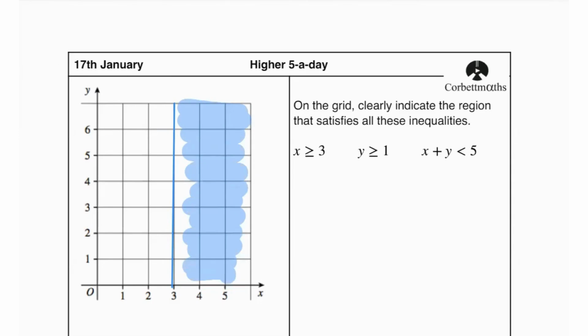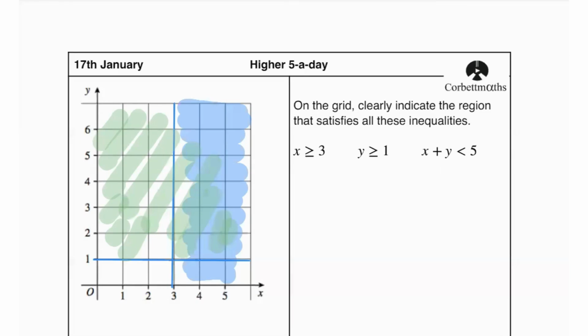Then we draw a line for y greater than or equal to 1. So this is the line. And for the shaded part, it's going to be above it. So now the last line, x plus y less than 5. So x plus y less than 5.